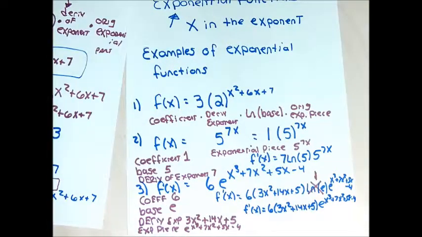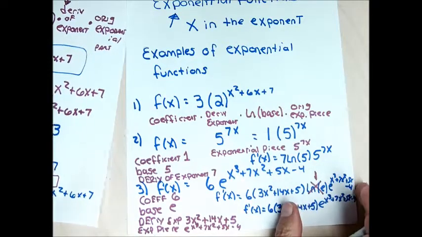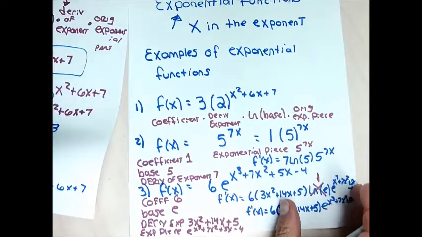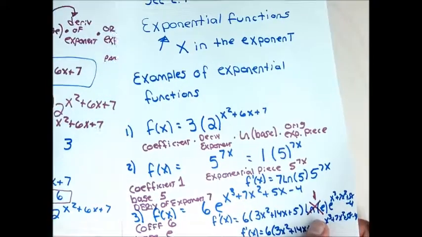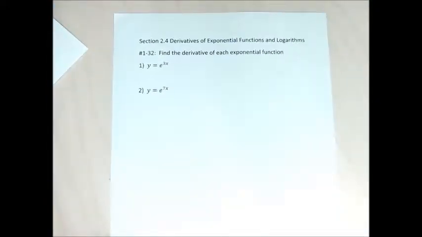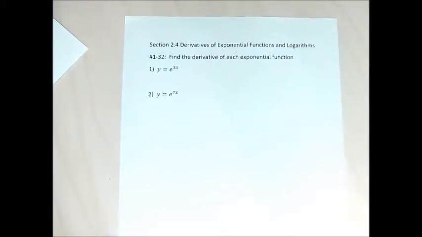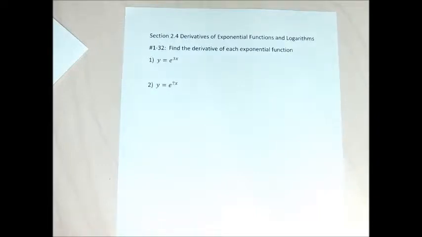There are going to be some of the exponential problems that we'll have to use the product rule because the number in front of the exponential piece will have an x, and we'll have multiplication where both pieces have an x, and then all of a sudden we need to use the product rule, but not yet. So for problems 1 through 32, just doing a bunch of exponential derivatives.